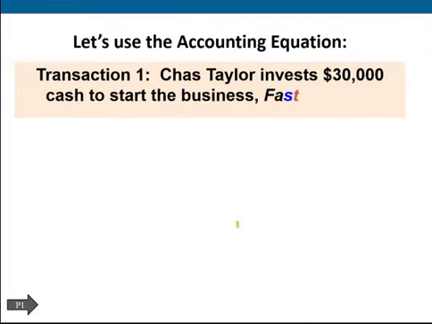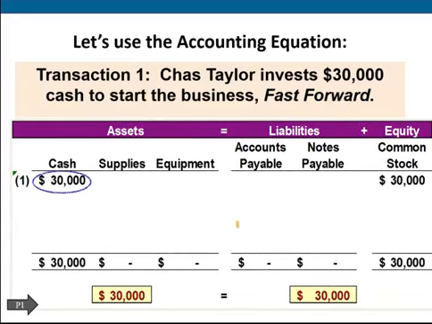So going back to that accounting equation, Chaz invested $30,000 cash to start the business. Here's our equation: assets equals liabilities plus equity. I'm introducing some different accounts that fall under each of these categories. Cash, supplies, and equipment are types of assets. They're resources. I want to introduce two other accounts here, the liability ones. Accounts payable is the amount owed to creditors when supplies or inventory is bought on account. And notes payable is the amount owed, usually to banks, when a loan is taken out. And then equity, the only one we're going to worry about right now is stock.